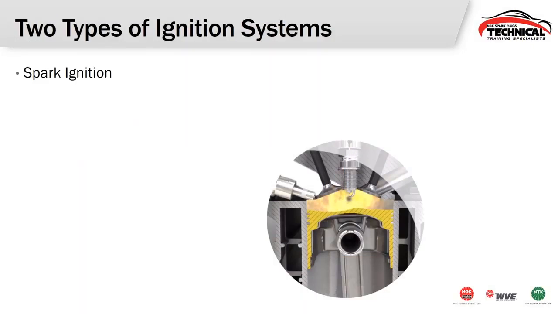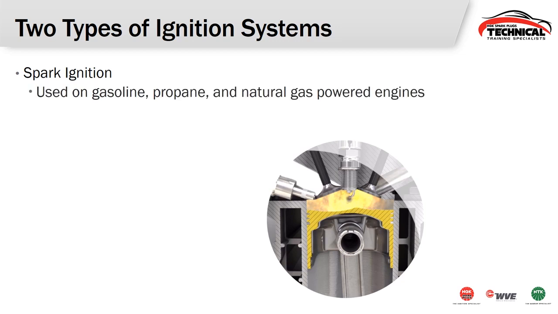So really there are two classifications of ignition systems that we see on our vehicles today. We start off with the most common, being spark ignition. This is the majority of vehicles on the road today, and it's used on gasoline, propane, and natural gas engines. Spark ignition uses the common components we're used to hearing about, like spark plugs, ignition coils, spark plug wires, maybe a distributor or control module, those kinds of things that we've all heard of through the years.